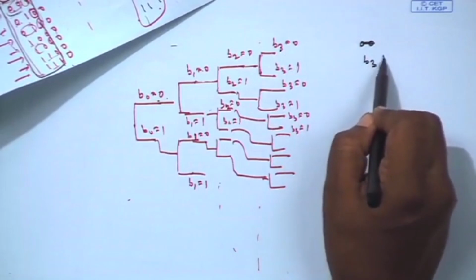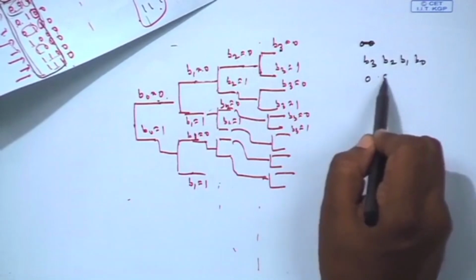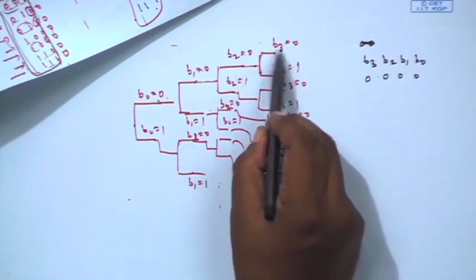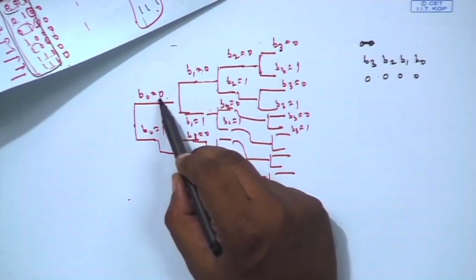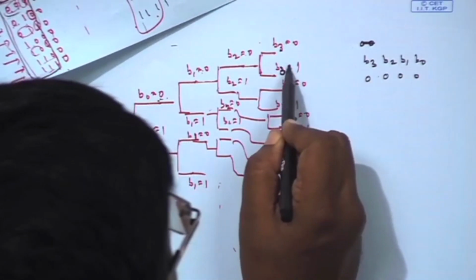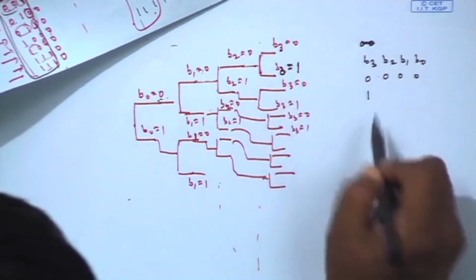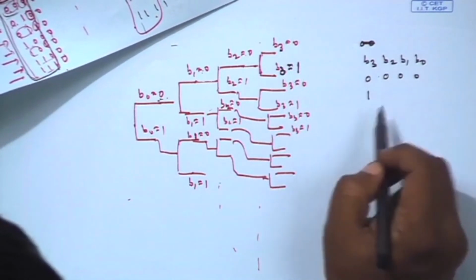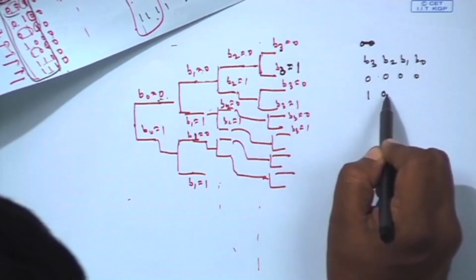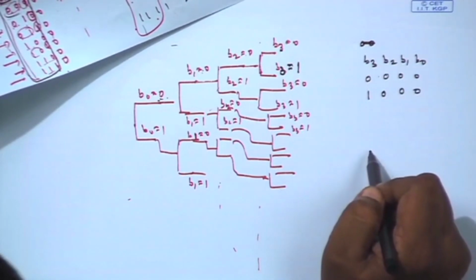B3, you can write this way, B1, B0. So, 0 0 0 0, this guy comes on the top. Okay. B3 0, B2 0, B1 0, B0 0. Then who comes? B3 1, okay. B3 1, then 0, then 0, then 0. So, this way. Okay.